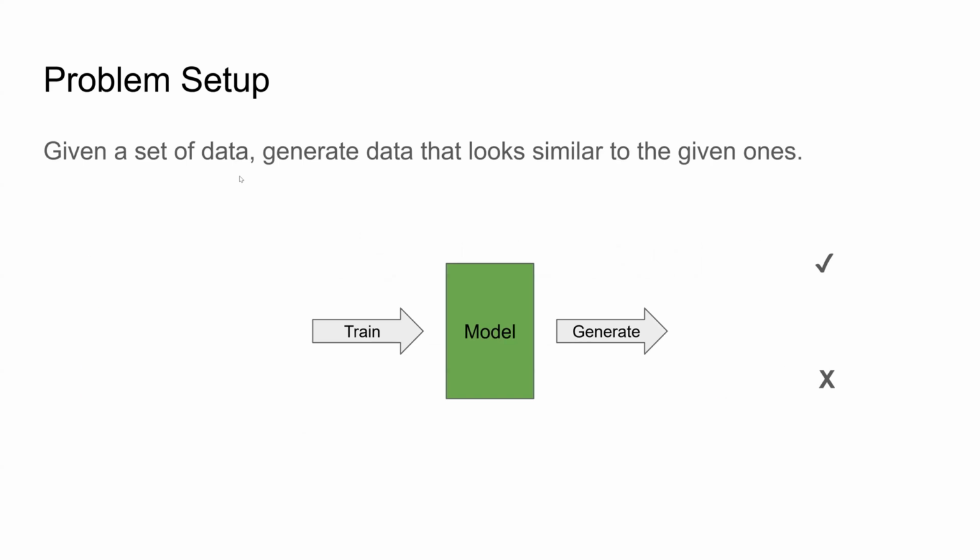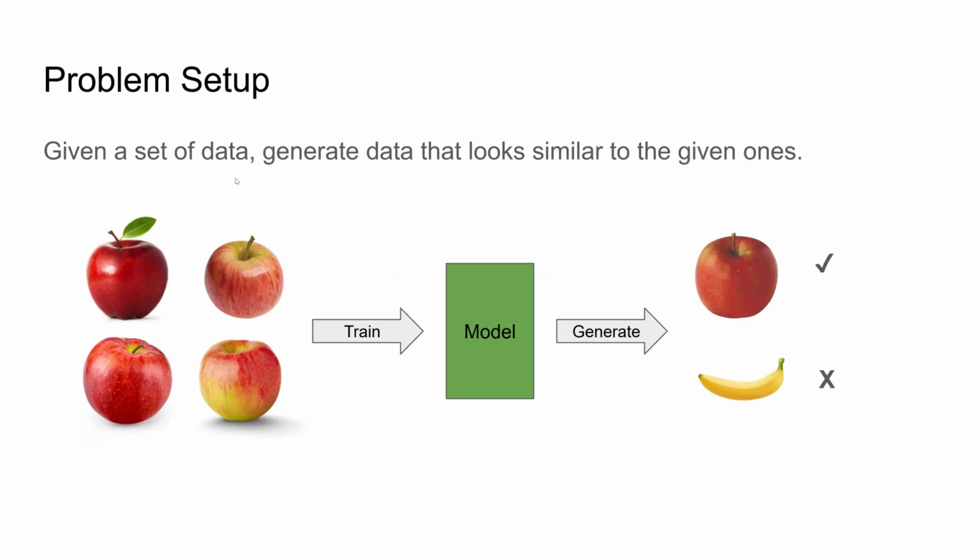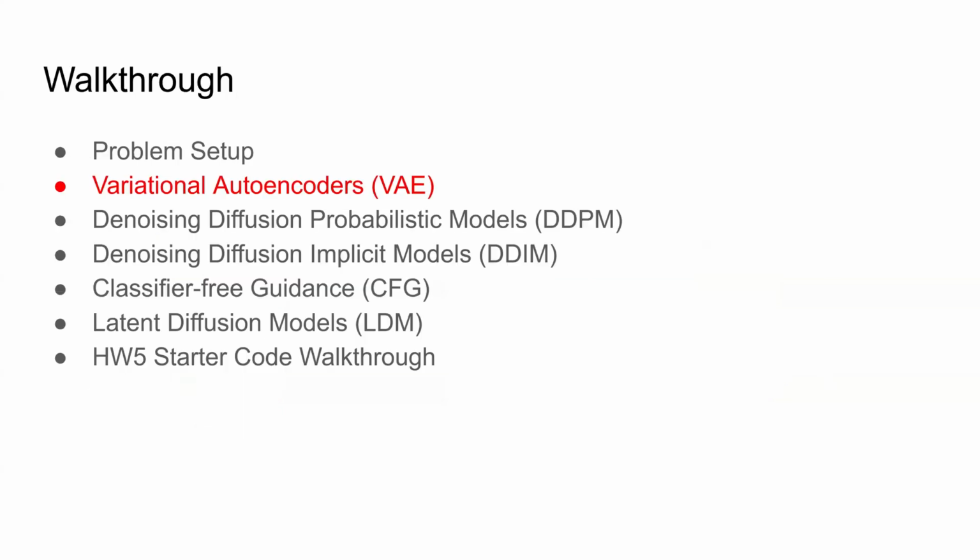Let's begin with the problem setup. Suppose that I have given you a set of data on the left. I want you to train a model that is capable of generating similar images, which are depicted on the right. Ideally, your model should generate something that looks like an apple instead of a banana. Very simple idea, right? So how do we approach this problem?